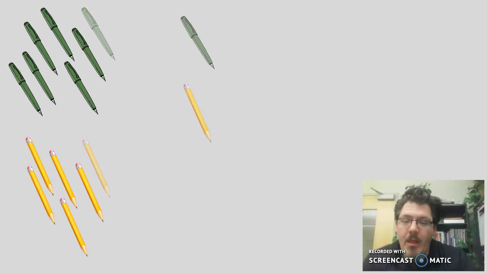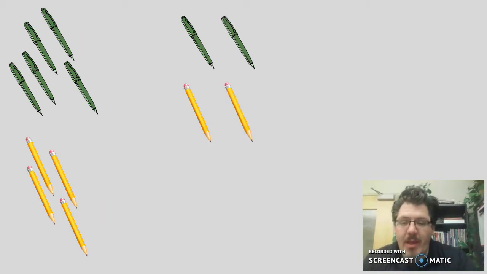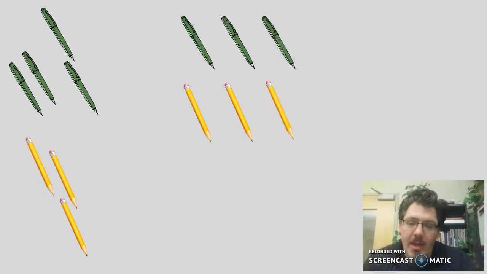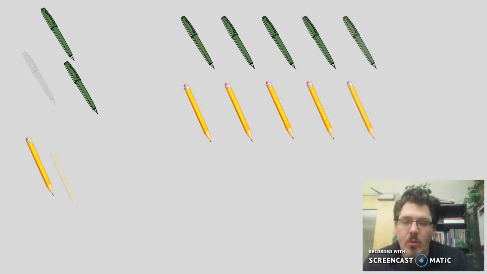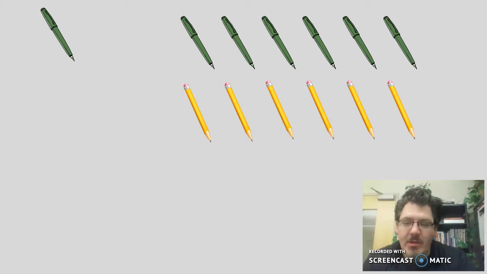Here we go. Here's one pen and here's one pencil. Here's another pen and another pencil. Here's a third pen and a third pencil, and so on. We keep matching them up. When we get to the end, though, notice that there is one pen left over. This is important because we can now compare how many pens and pencils are present.